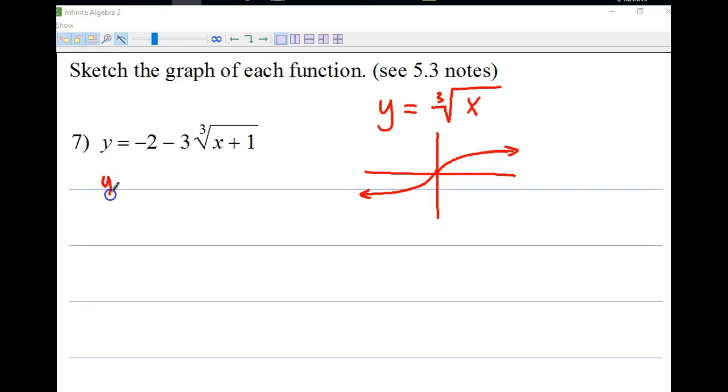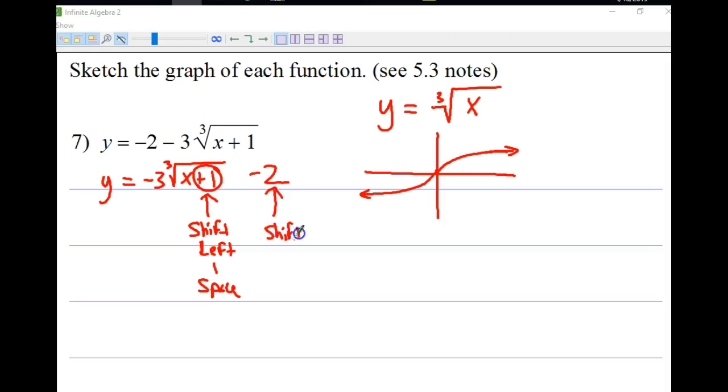So I'm going to rewrite this though, because sometimes when the constant's in the front, people get really confused. So I'm going to write -3 cube root of x plus 1, and I'm going to put the -2 in the back. Okay, so what do we have here? That's a shift to the left 1 space. Remember, minus is moving it to the right, plus is moving it to the left. And this one is a shift down 2 spaces. Remember, when you have the outside changes, that's up and down changes, and negative means down, positive means up.